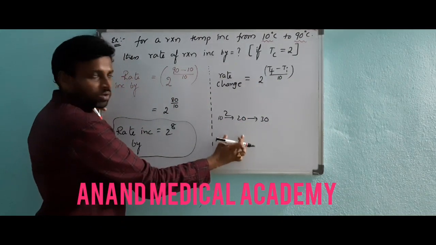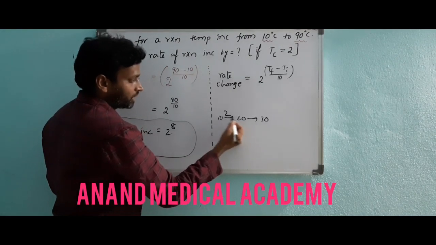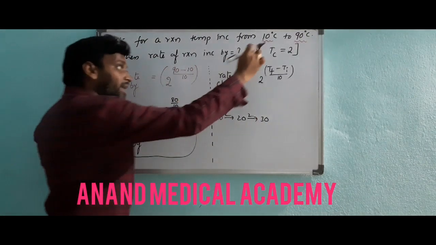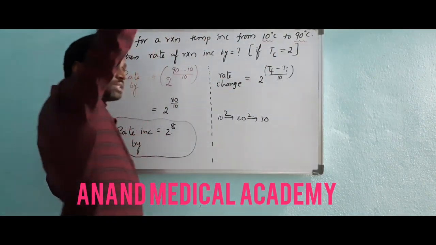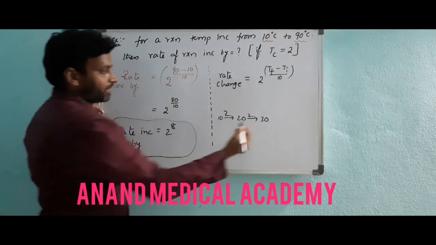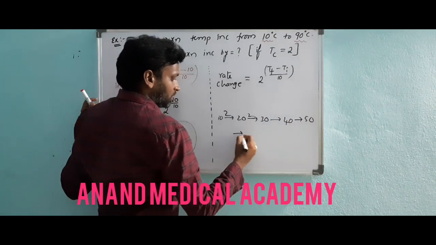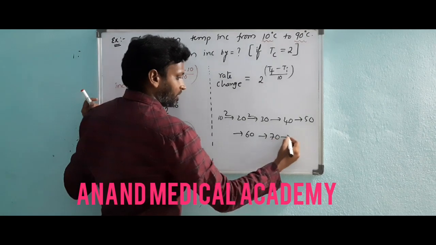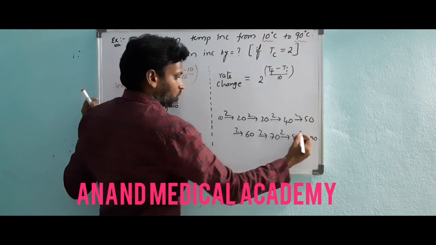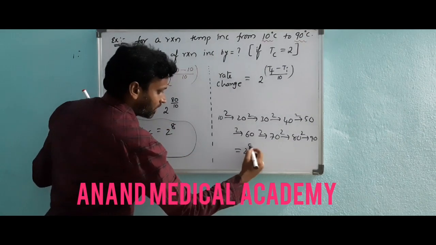If a small range is given, temperature changes from 10 to 30, this is better: 10 to 20 is 2, 20 to 30 is 2, so 4, 2 square, like that. If a long range is given, this formula is better for you. 30 to 40, 40 to 50, 50 to 60, 60 to 70, 70 to 80, 80 to 90: 1, 2, 3, 4, 5, 6, 7, 8. So 2 power 8 is the answer.